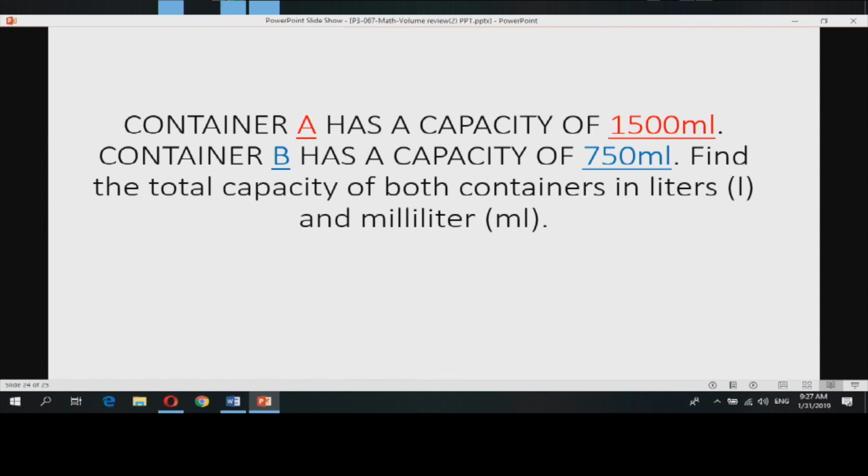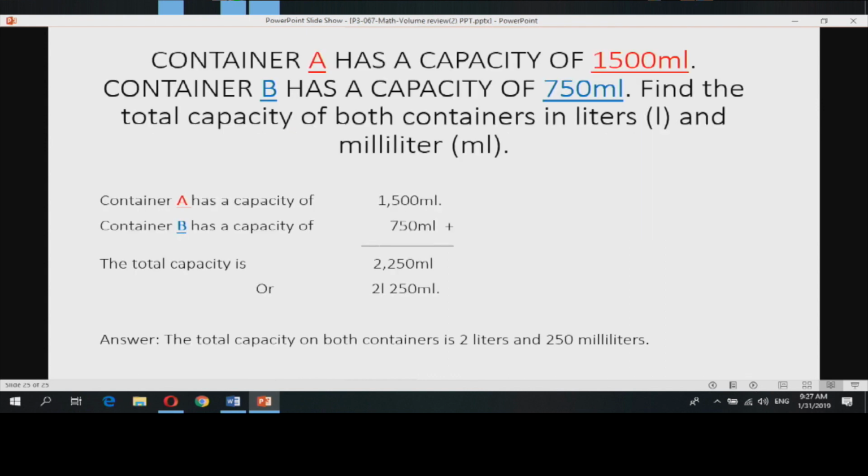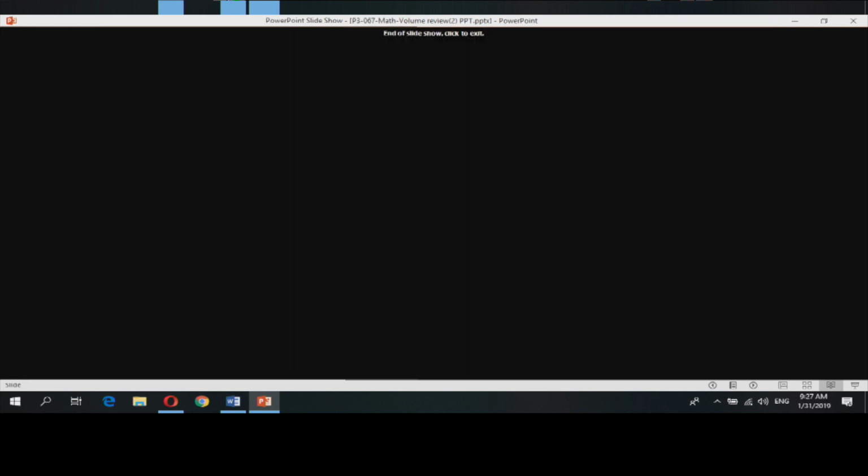2,250 millilitres. Are you sure? Yes. Are you really sure? Yes. But are you really, really sure? Excellent, guys. 2,250 millilitres or 2 litres, 250 millilitres. Any questions? No. Well done.